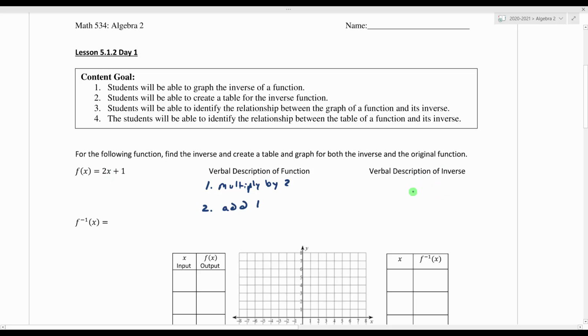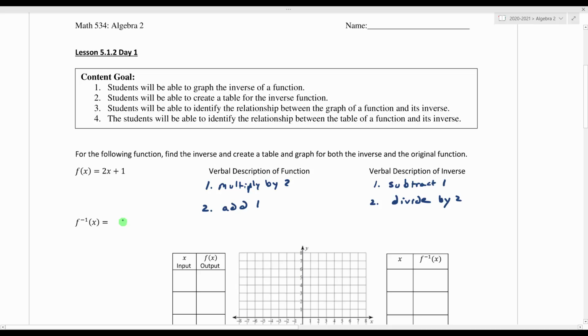Now I want to do the verbal description of the inverse so I can write its equation. Remember, we start with the last thing that was done and we undo that first. So step 1 of my inverse is going to be subtract 1. And then I have to undo this one, so we work our way backwards. There's only one step to work backwards to, so that would be this one. So we're going to undo a multiplication by 2, which means we're going to divide by 2. There we go. Now I have my instruction manual for my inverse.